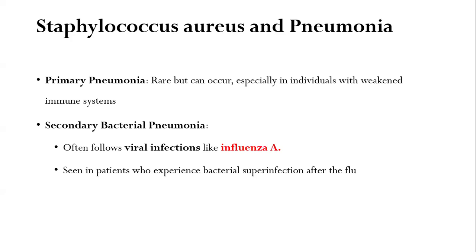Now the last option was Staphylococcus aureus. So why is it not a staphylococcal pneumonia? In Staphylococcus aureus infection, primary pneumonia is rare, but still it can occur, especially in individuals who have a weak immune system. Secondary bacterial pneumonia by Staphylococcus aureus is more common, and it usually follows viral infections like influenza A. So, staphylococcal pneumonia is usually seen in patients who experience bacterial superinfection after influenza.